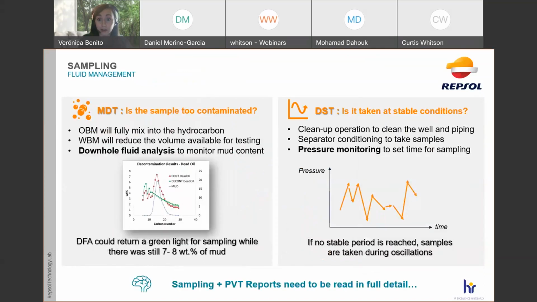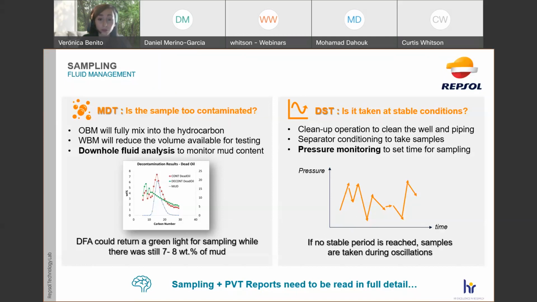Regarding the first step, which is the sampling, we could have different issues or uncertainty points, depending on the type of sampling performed. For MDT samples, the most important point is to reduce as much as possible the contamination of the sample, especially if oil-based mud has been used during drilling. This mud is fully mixed with the hydrocarbon fluid, so it cannot be physically removed. So the PVT analysis is done on contaminated samples, and it increases a lot the uncertainty of the results.